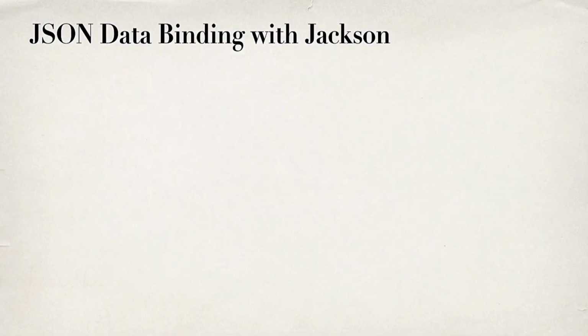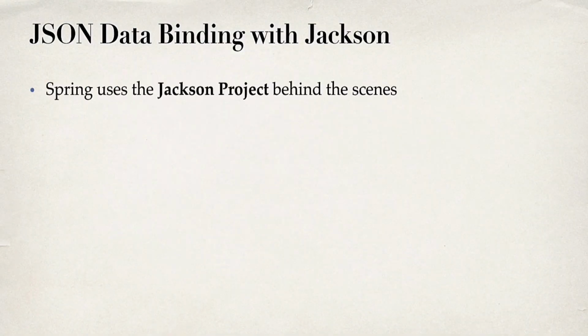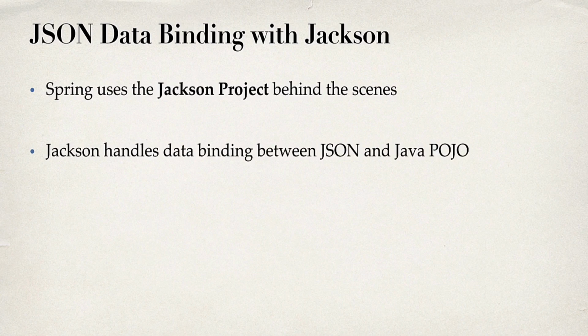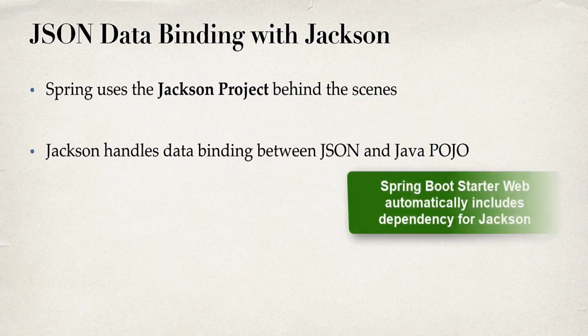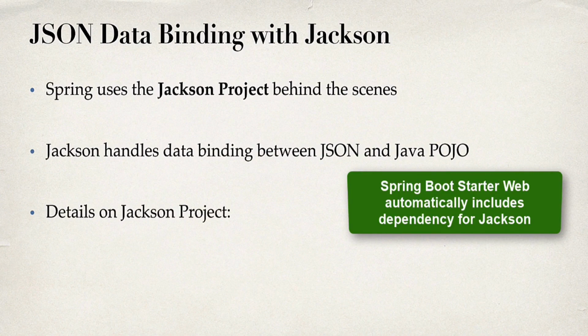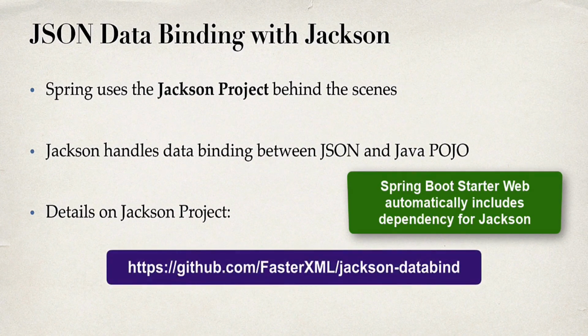Let's look at doing JSON data binding with Jackson. So Spring actually uses the Jackson project behind the scenes. So Jackson handles the data binding between JSON and the Java POJO. Jackson is actually a separate project. There's a lot of synergy between Jackson and Spring, but Jackson's a separate project for doing data binding. So they have support for doing data binding with XML, support for data binding using JSON, and so on.